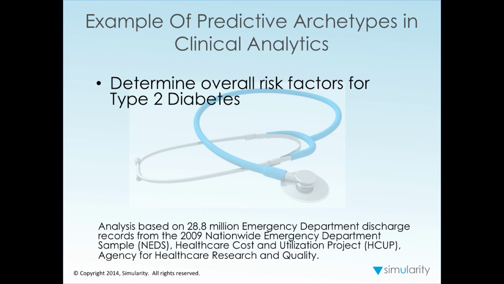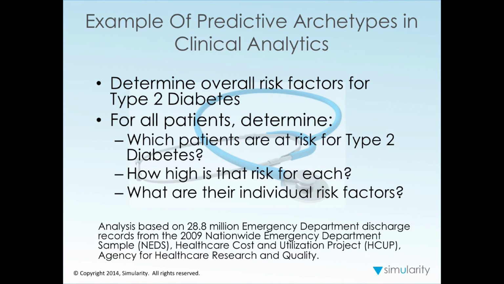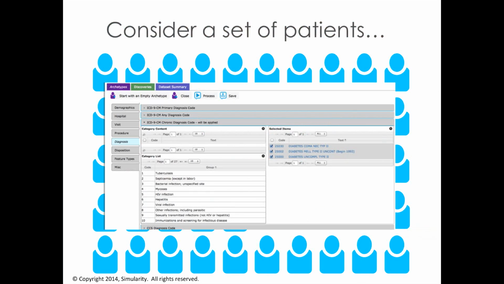We're going to use an example with some healthcare data. This is based on 28.8 million emergency department visits from the HCUP government. Let's say we want to look at overall risk factors for type 2 diabetes. Then for the patients that we have, we want to determine which patients are at risk for type 2 diabetes, how high is that risk, and what are their individual risk factors.